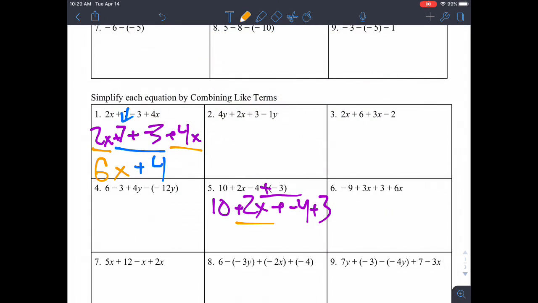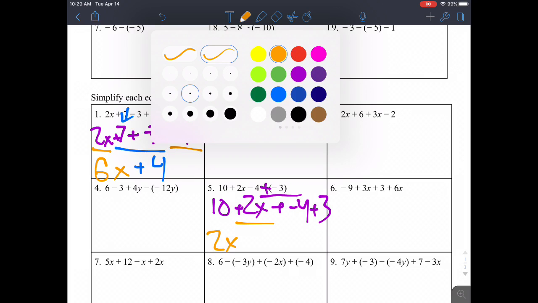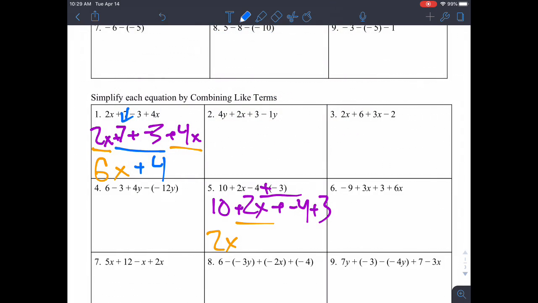Remember, I always start with my variables in alphabetical order. So 2x doesn't combine with anything else, so that's 2x. And then I start combining my constants. 10 plus negative 4, different signs. I subtract. 10 minus 4 is 6. Okay, and then I've got 6 that's positive, because 10 is further from 0 and it's positive. Plus 3, 6 plus 3 is 9. So my answer is just 2x plus 9.